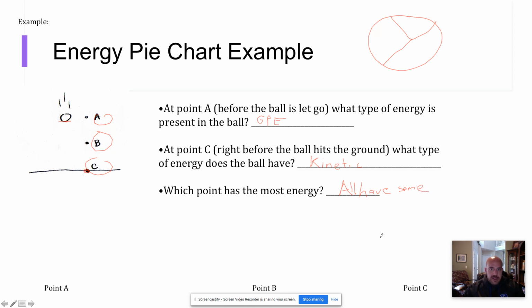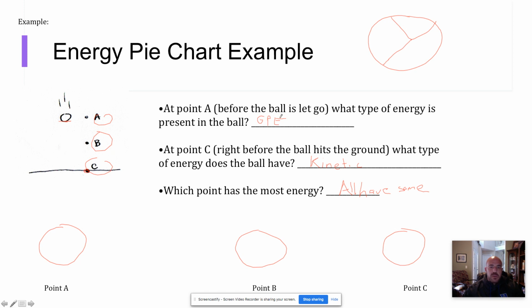Now, none of that is a pie chart, but if we use what we just did, we can probably start to figure out how to make these. So what I always tell students to do, if you have to make an energy pie chart, first thing is just make a big circle for as many points as you're asked. In this case, A, B, and C are 3 points.